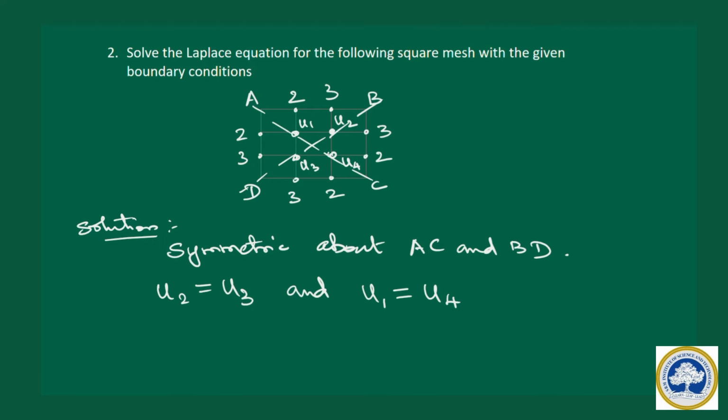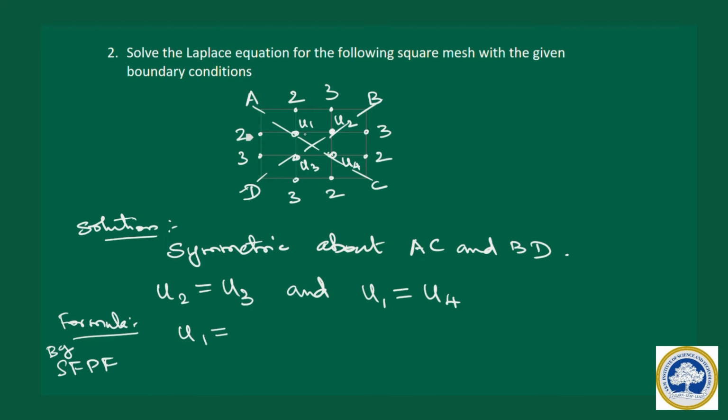So instead of finding all four values separately, it's enough to find two values alone, that is U1 and U2. So we can write down the formula for U1 and U2 using the standard 5-point formula. Here we are not going to use an iteration method. Directly by the elimination method we can solve it. So what about the formula here? Using the standard 5-point formula, first let us write U1.